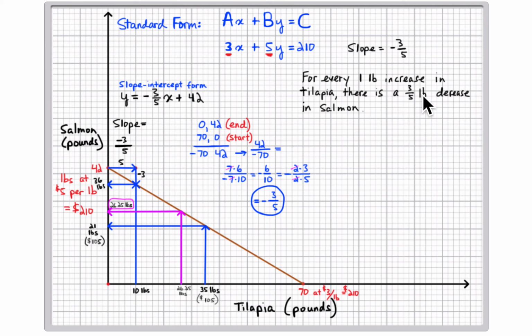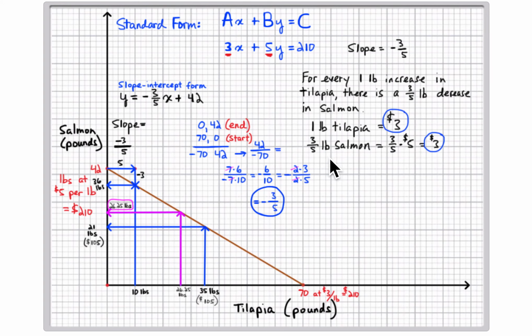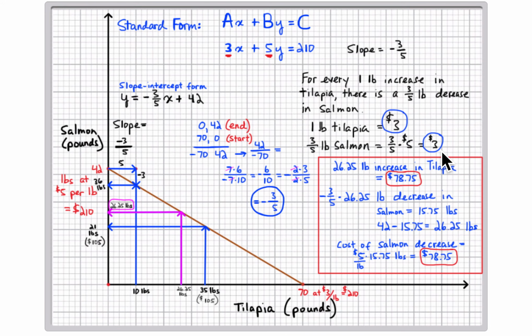These two amounts of money have to be equal. So 1 pound of tilapia costs $3. That means that 3/5 of a pound of salmon also has to cost $3, because it's a balance between the amount that you're paying for tilapia and the amount that you're paying for salmon. So 3/5 pounds of salmon times $5, 3/5 of $5 is in fact that $3. All right, here's what I worked out before on the cost.